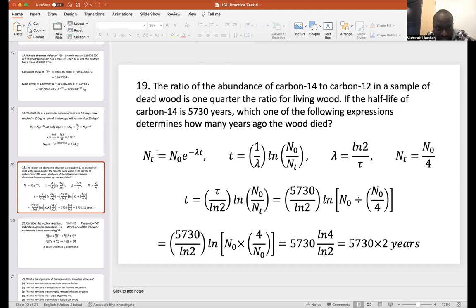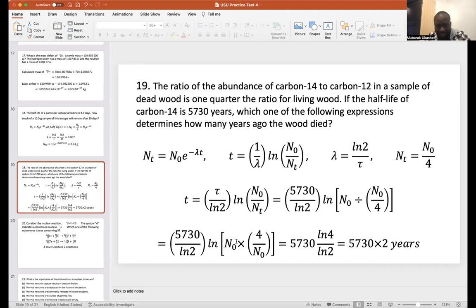So from this equation, if you solve for time, it is 1 over lambda ln N0 over NT. Now I'll put NT to be N0 over 4 here. So it's N0 divided by N0 over 4 for this part. And lambda is ln 2 over tau. So 1 over lambda becomes tau over ln 2. So tau over ln 2 ln N0 over NT. This is the half-life tau over ln 2 ln N0 divided by N0 over 4. This becomes times 4 over N0.